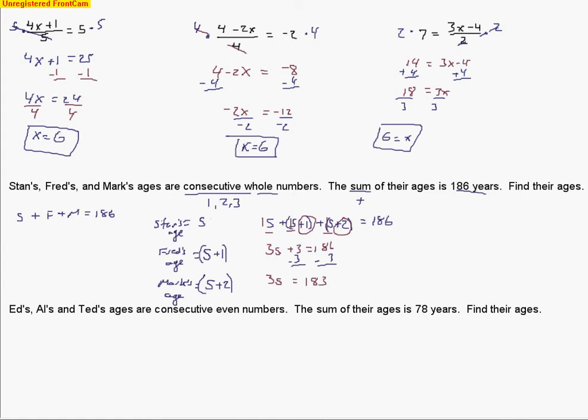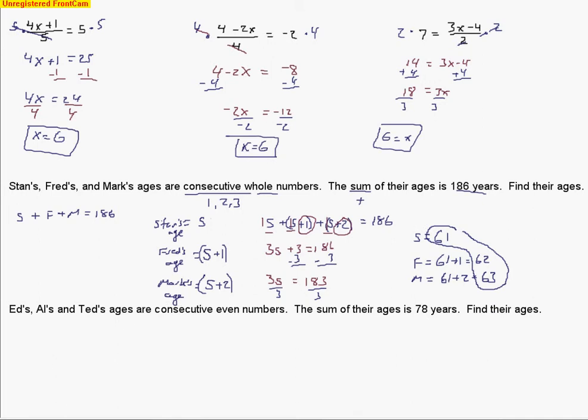So from this point, we just need to do some division. Divide by 3 on all sides. 3 goes into 18, we have 6 times. 3 goes into 3 one time, so there it is. Stan is 61. Well, that means that Fred is going to equal the 61 plus 1, which would be 62. And Mark is going to equal the 61 plus 2, which equals 63 years. So these are the ages of those three people.